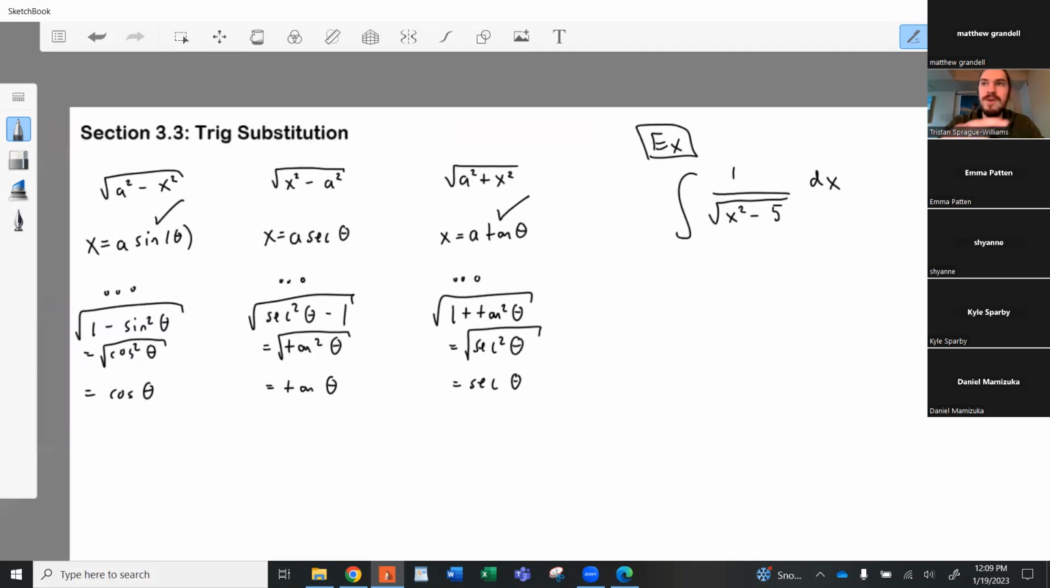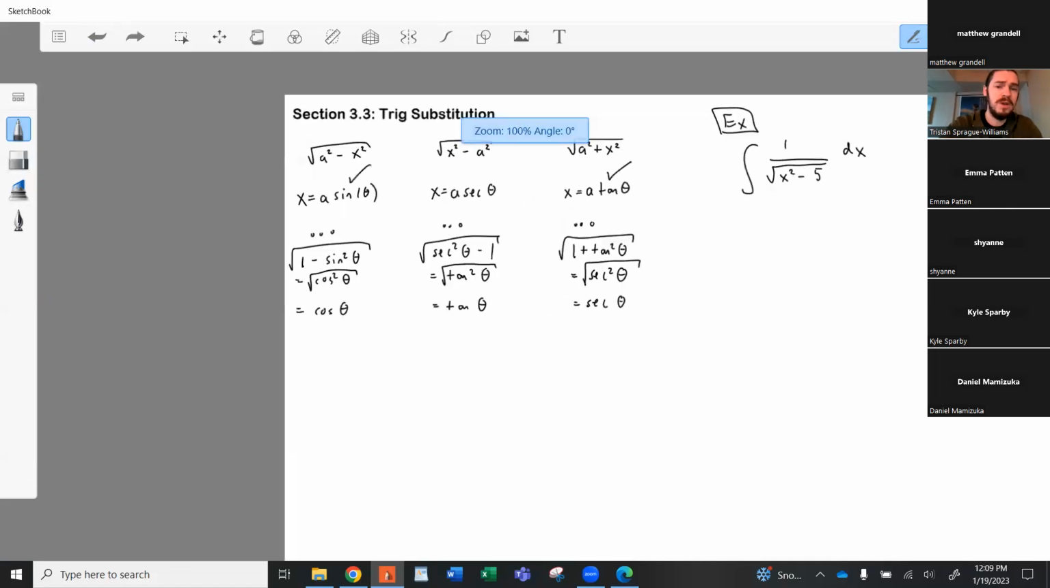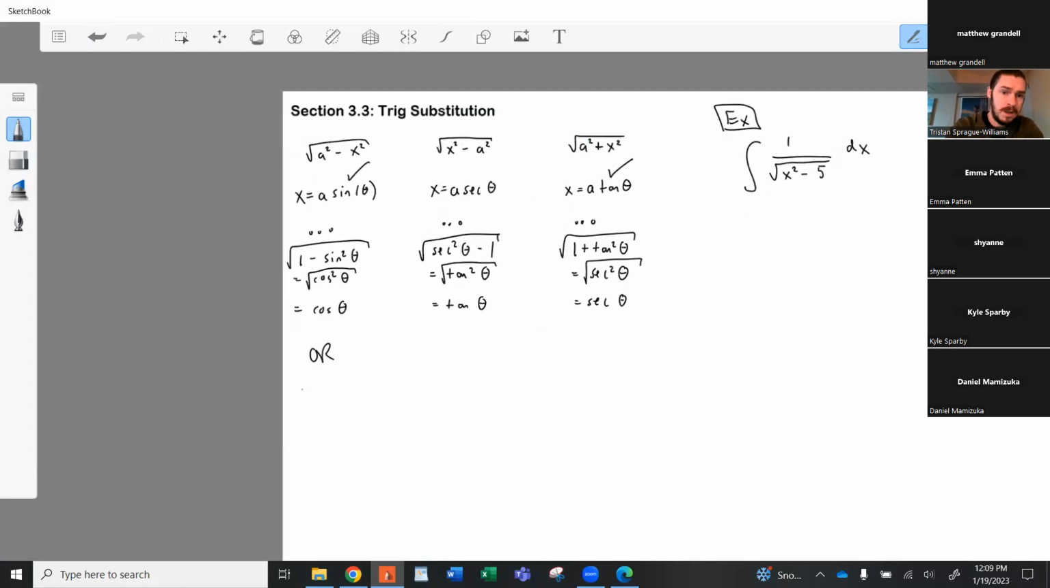There's a question in the chat. Why don't we use a times cosine? You certainly could use cosine. In fact, right over here, you could use cosine instead if you used x equals a times cosine theta. You would still get 1 minus cosine squared, which is going to be sine squared, which still has the effect of canceling the square root, right?